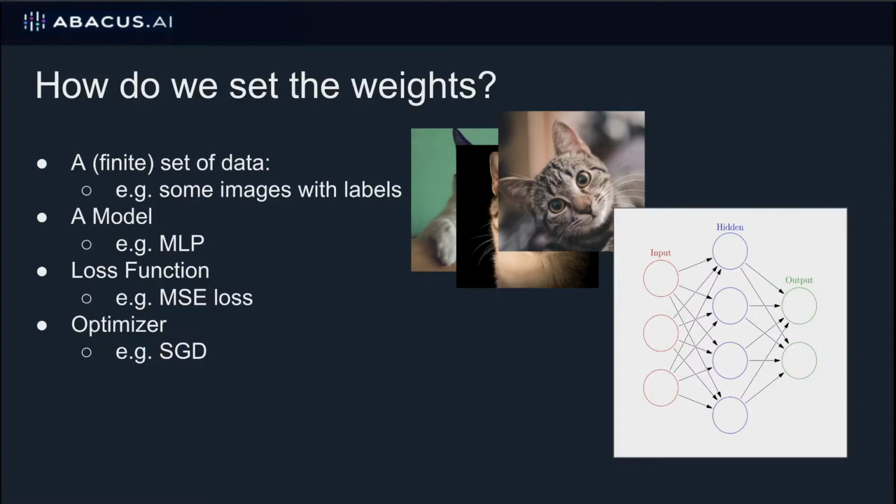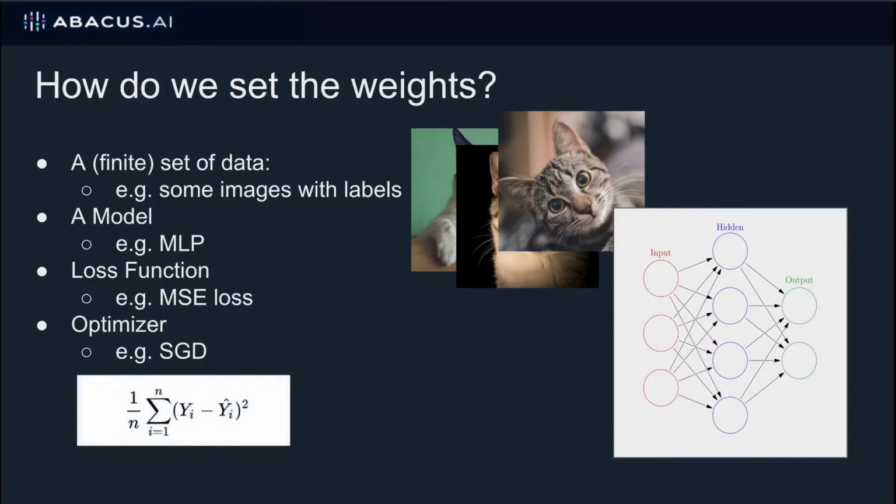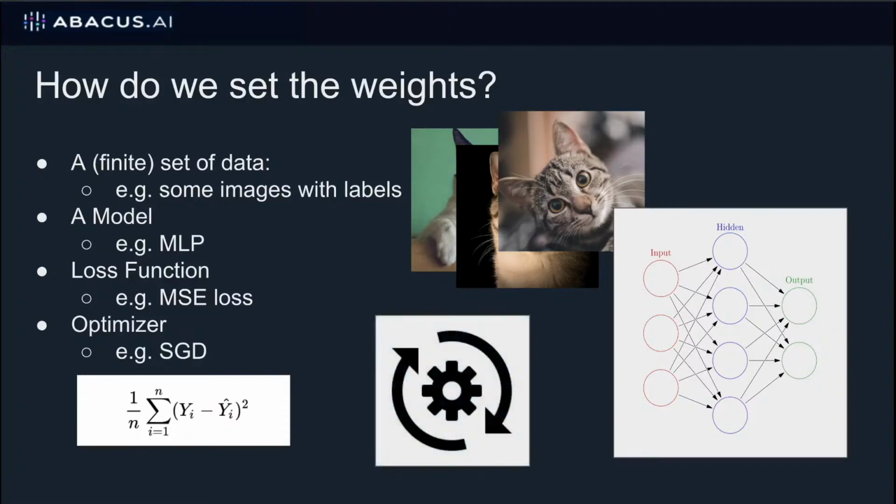Formally, the most popular family of methods to optimize neural network parameters is gradient descent. You need a differentiable loss or error function to quantify the error between the output of your model and the ground truth label. And you also need an optimizer to update the weights accordingly.